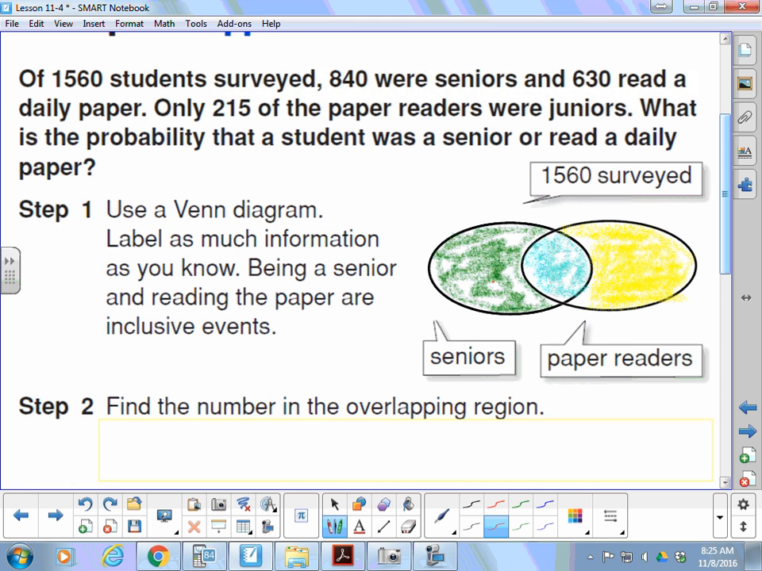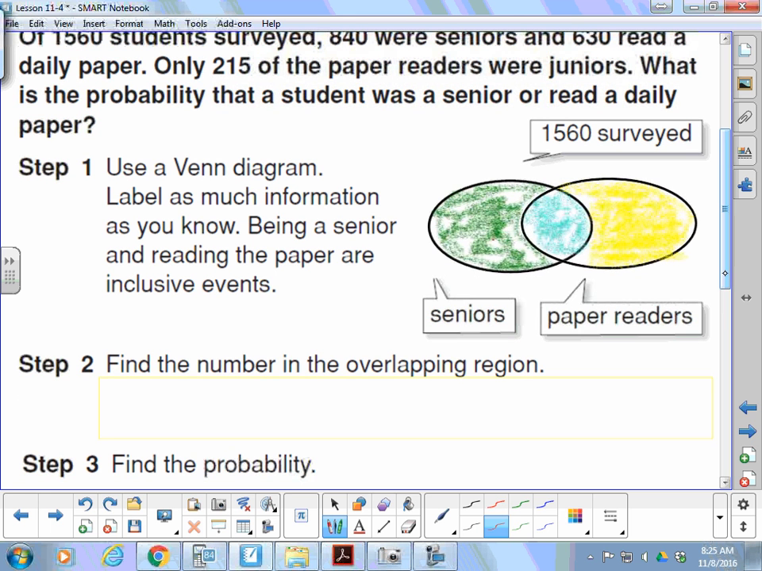All right. So we need to list. So we need to look at what affects those things. So we have 840 seniors altogether. All right. So let's list the things that we know.